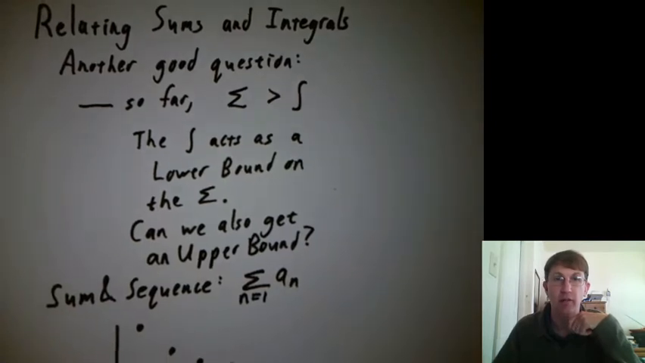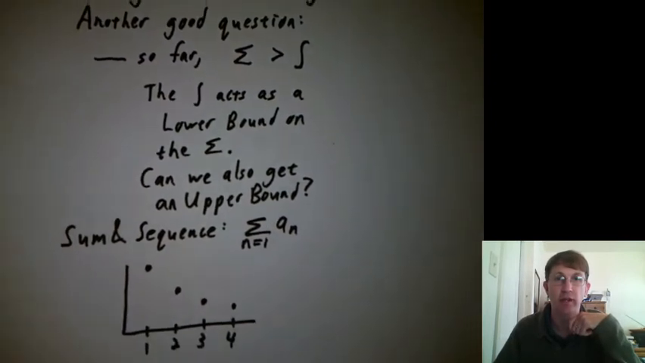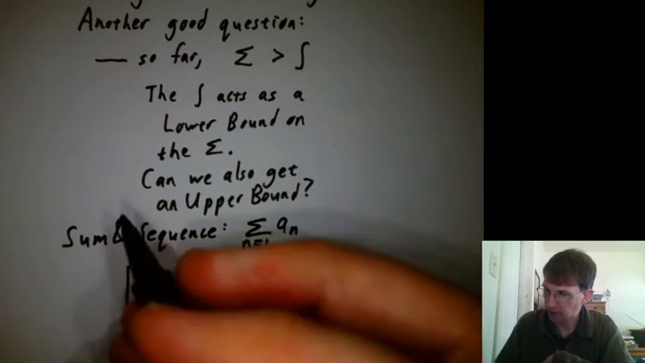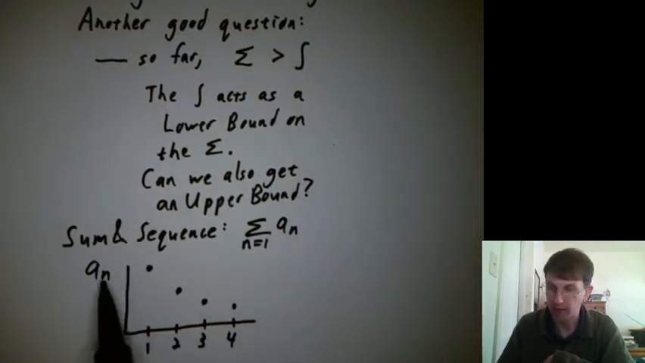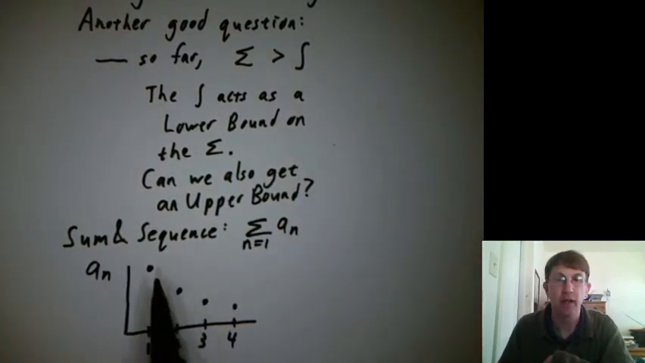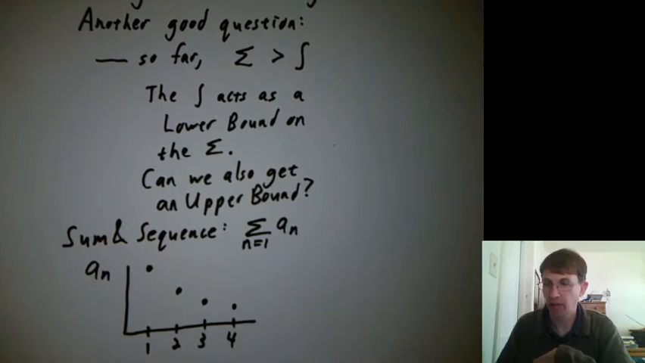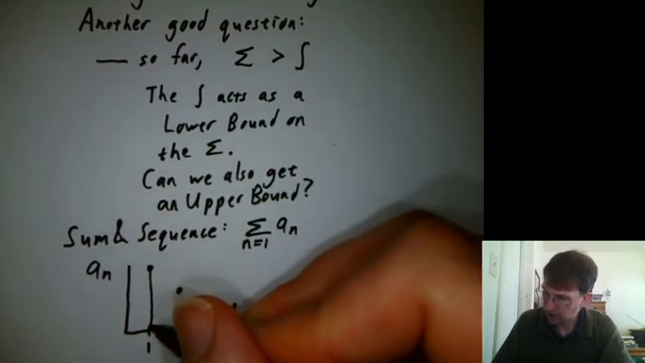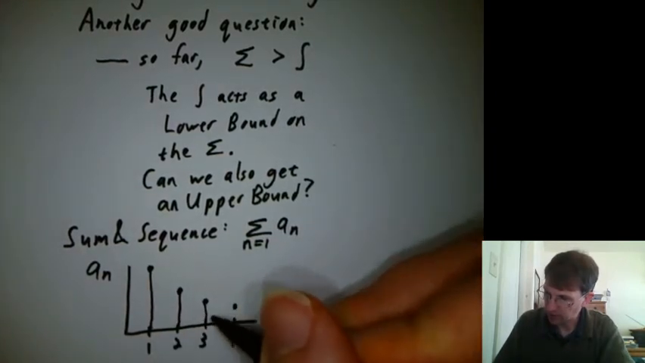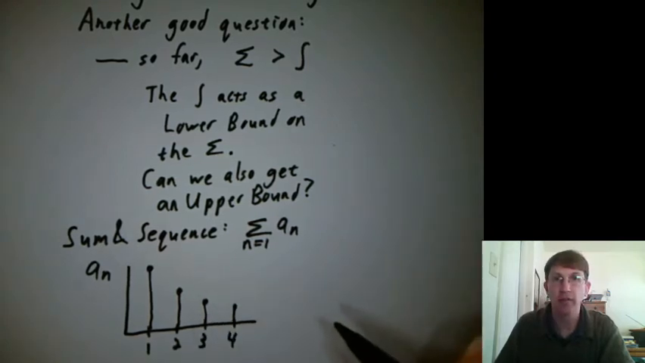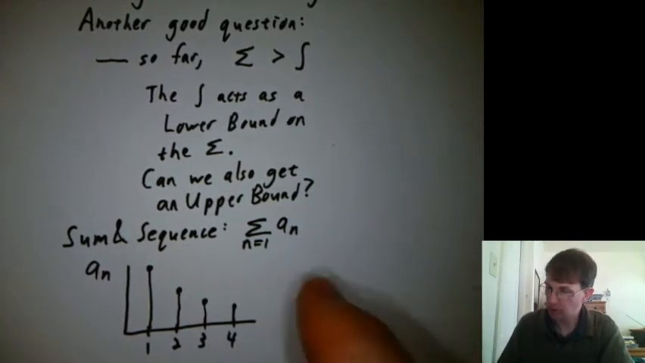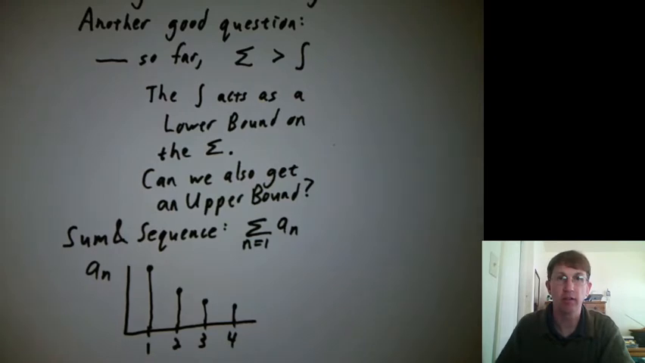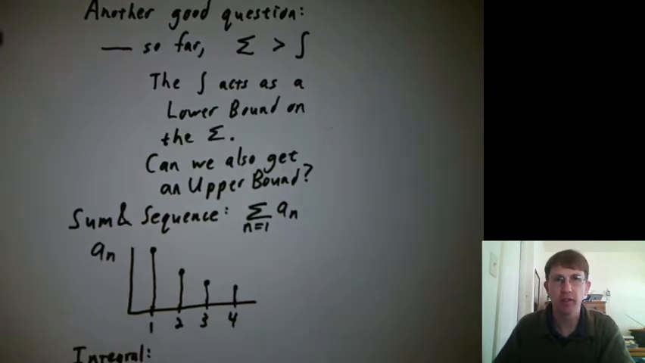It's often a good idea to graph stuff. So let's see what's going on with the sequence here. Here's a sub n, so it's the sequence, not the series. And we're just saying add this y value and that y value and that y value and that y value, etc. So we can think of each of these as a little stick, and we're saying add up the lengths of those sticks. So that's what's going on with the sequence, turning it into a sum. What's going on with the integral?